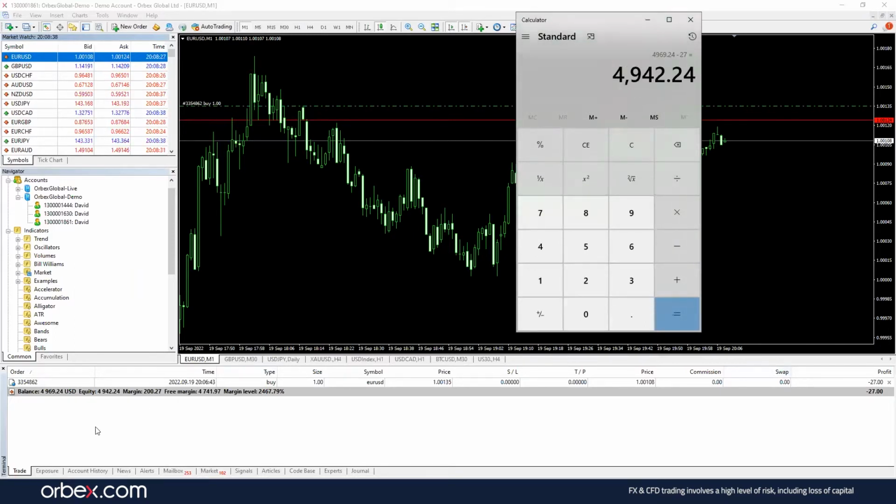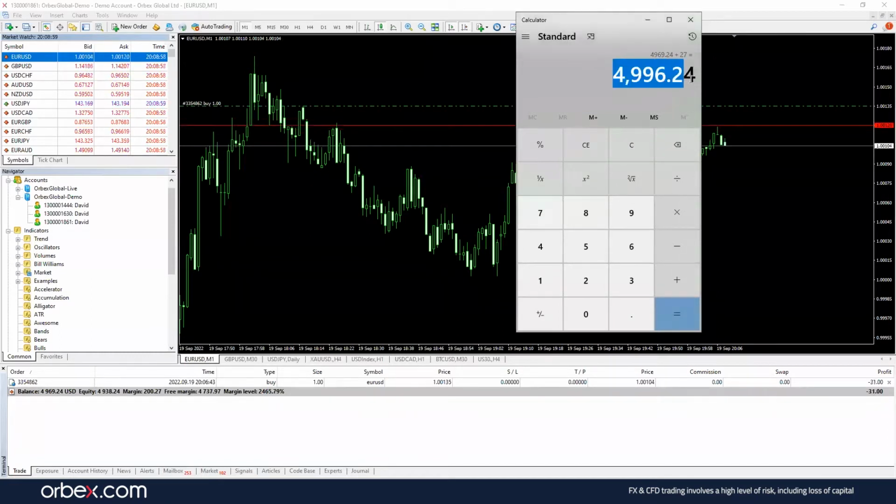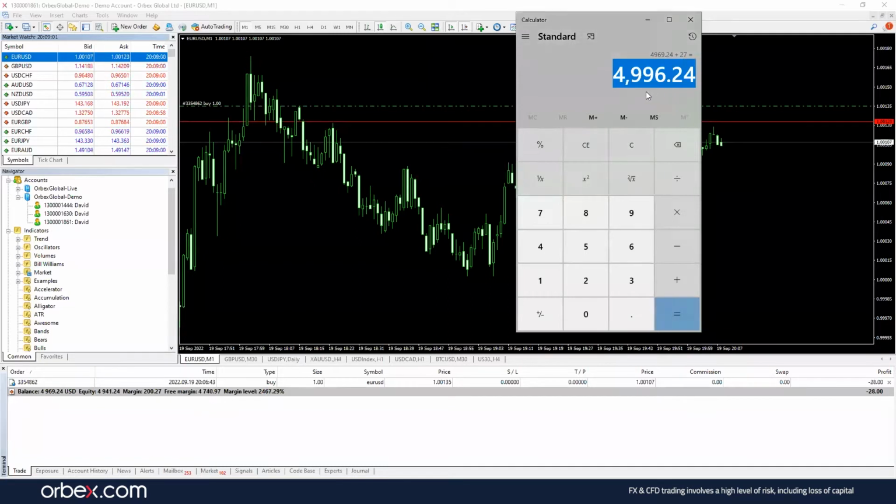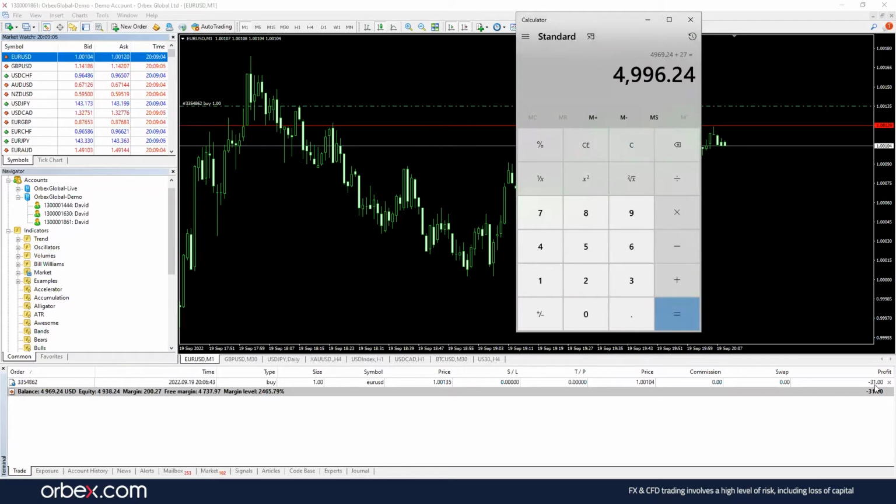So 4,942.24. As you can see here, basically it's your balance plus or minus your profit and loss. If I was profitable $27, then 4,969.24, and then I'd be plussing 27. So my equity would actually be almost $5,000. So 4,996.24. This is what my equity would be if I was in a profitable position. And as you can see, we are moving up and down a little bit at the moment. So that's why the equity will move with the profit and loss as well.